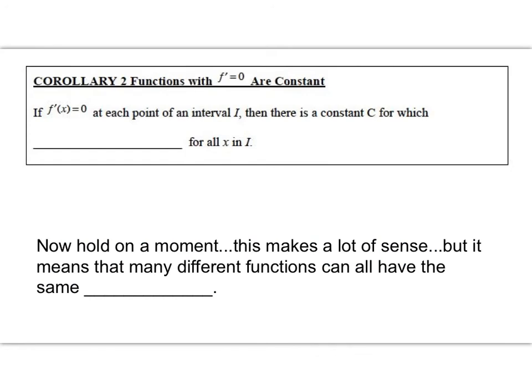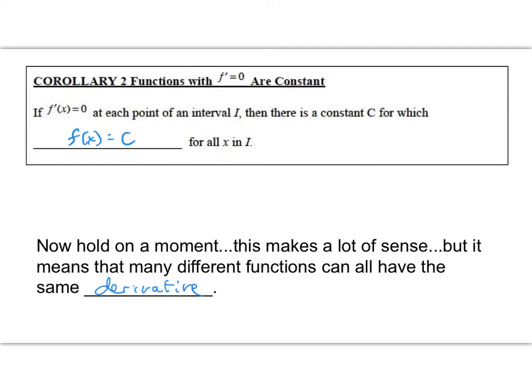Every point, if a derivative is 0 at each point, then there is a constant function for which f of x is equal to that constant. Well, that makes a lot of sense because all functions that have constants have derivatives of 0. Okay, but this also opens the door to something really interesting. It asks the question, wait a second, hold on. This means that there are many different functions that all have the same derivative.